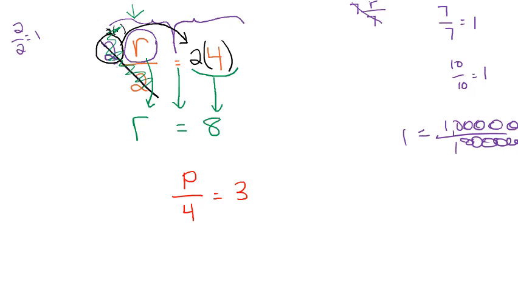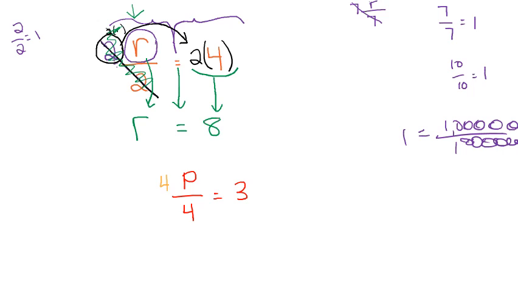P over 4 equals 3. Some number that we don't know, we're calling him P right now, some number is getting divided by 4, and that gives us 3. Well, what do we wish we had on the top of the fraction so we could get rid of that 4?